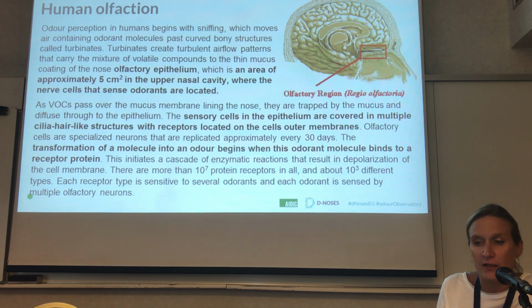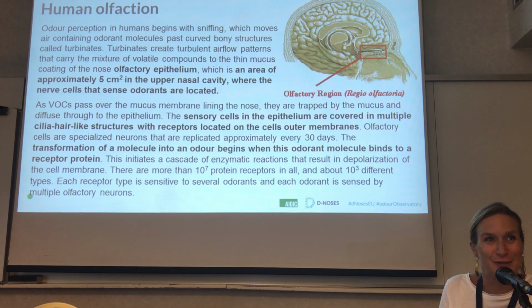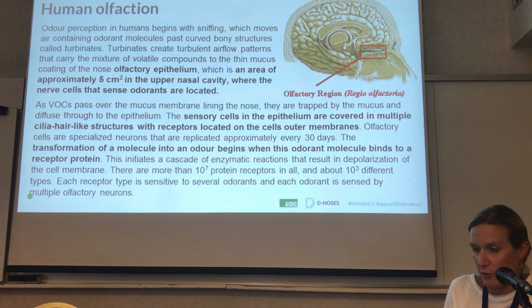When volatile organic compounds are inhaled through the breathing, they come into contact with the olfactory epithelium and especially with the sensory cells that are in the epithelium. These can cause a series of enzymatic reactions. I'm not a biologist, so I will not go into the detail because I don't even know them. But what happens is that there are a series of enzymatic reactions resulting in the depolarization of the cell membrane, which causes an electrical signal to be transmitted to the brain.